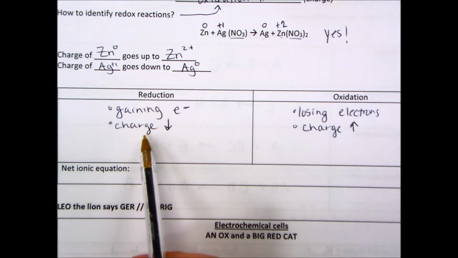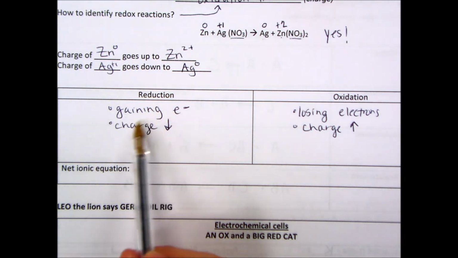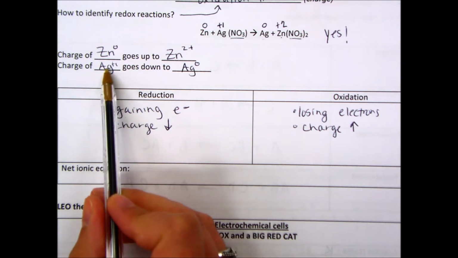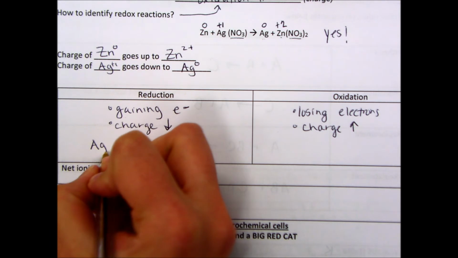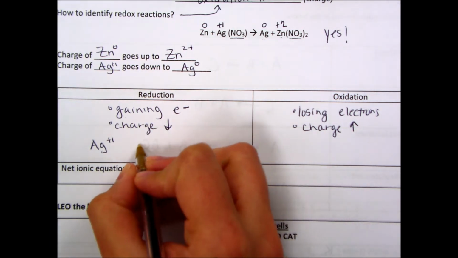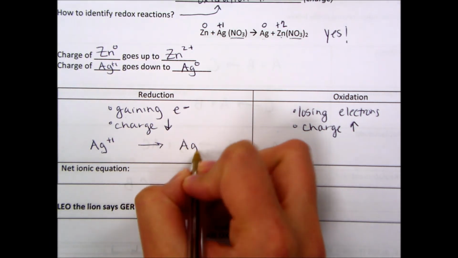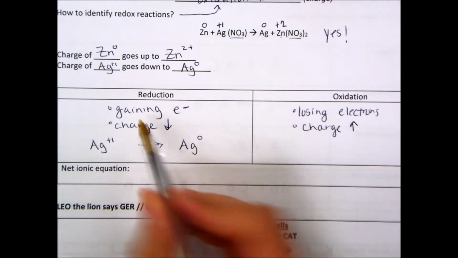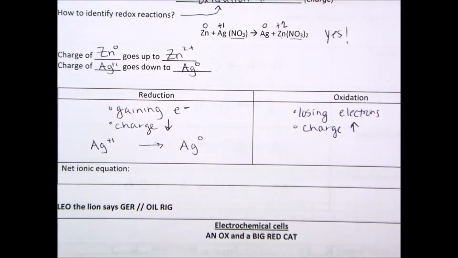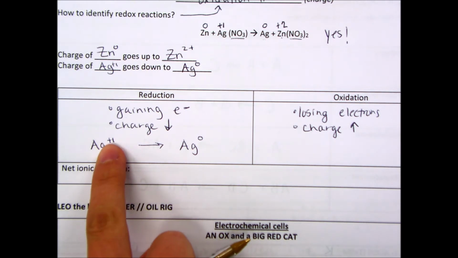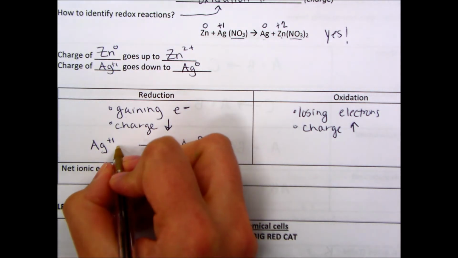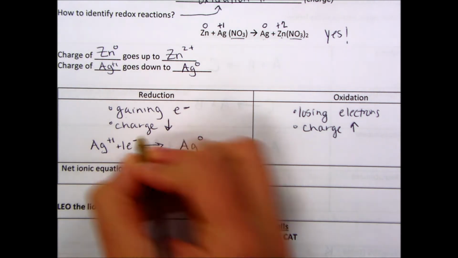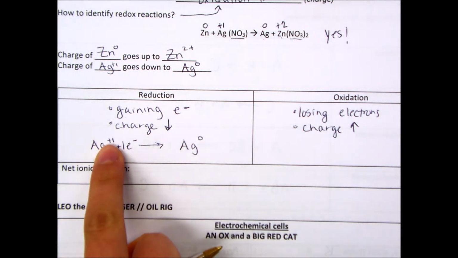So let's start with the reduction. Gaining electrons, charge goes down. So that's what happened with my silver ion. I started with this silver ion. It ended up as a silver atom because it gained electrons. Well, how many electrons did it gain? To go from 1 down to 0, it must have just gained 1 electron. And you include that on the side with the charged particle, gaining electrons.